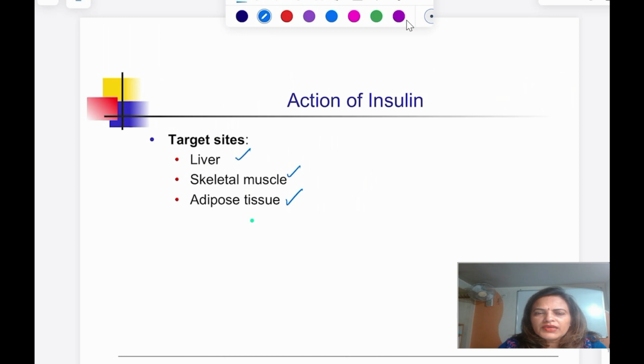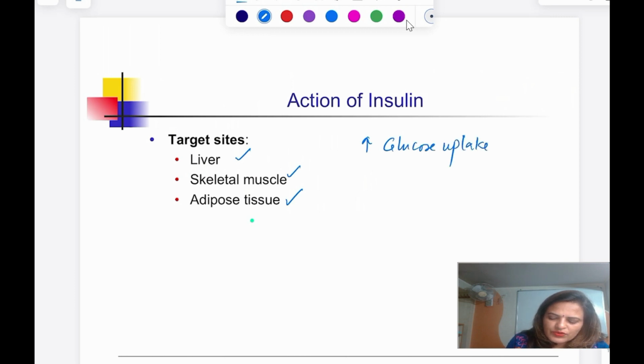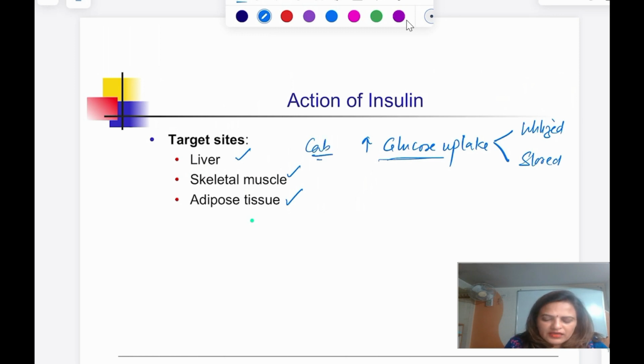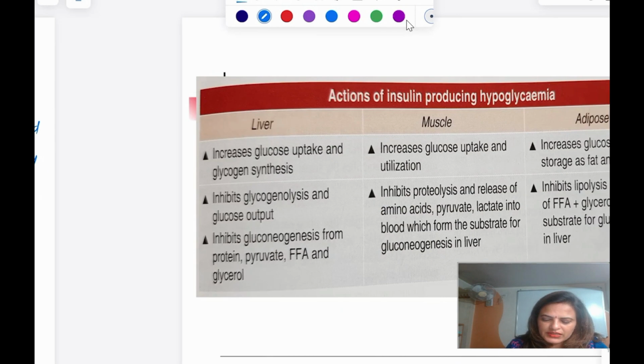Its main action is to increase the glucose uptake. After uptake, what is it going to do? Either it will be utilized or stored, and it is going to decrease the breakdown, so the glucose production is decreased. Similarly, this is the carbohydrate metabolism. What about the fat and the protein? The breakdown of the protein and fat is also decreased, and increased lipogenesis and increased uptake of the protein will be there. Just see the next slide.